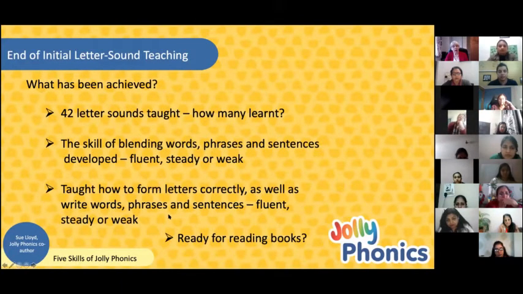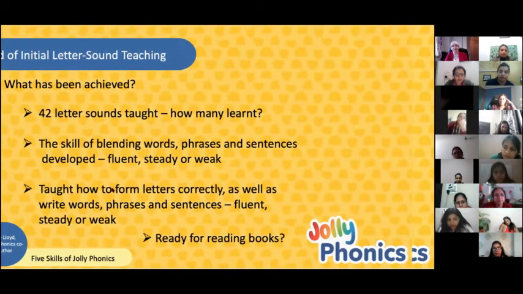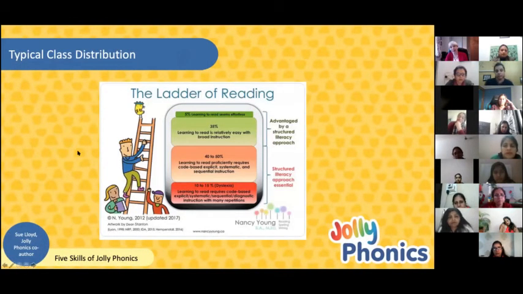Teach them how to form the letters correctly, and get them to write words, phrases, and sentences, and see whether they're fluent, steady, or weak. Now they are ready. You have prepared them for the wonderful day that they can have reading books. And hopefully all of them will get a reading book.